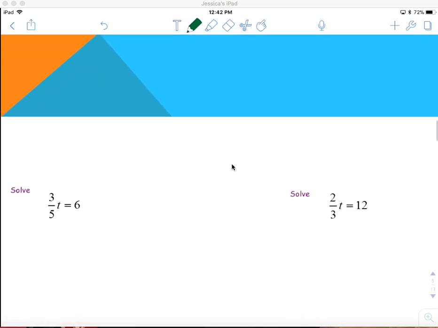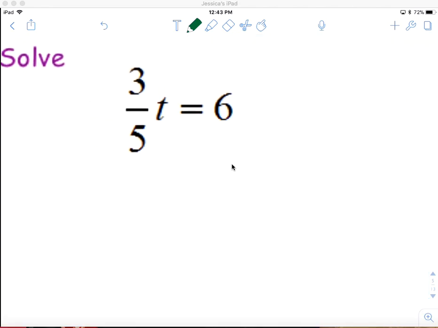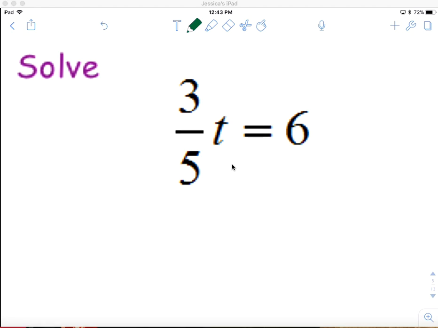Another type that you're going to see is fractions in front of your variable. So there's two different ways you can solve these. First, you can just get rid of the denominator, or second, you can multiply by the reciprocal. I'll show you both ways here.